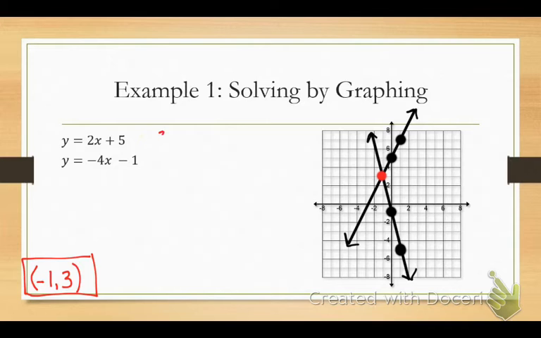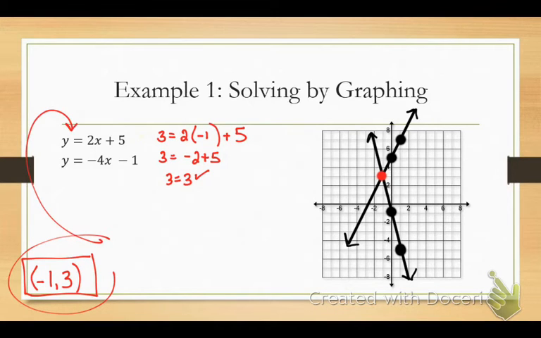We plug in 3 for y equals 2 times -1 plus 5. Now we're going to see if that's true. What is 2 times -1? So 3 equals -2 plus 5. What is -2 plus 5? 3. So is it true that 3 equals 3? So the ordered pair -1, 3 was a solution to this first equation.